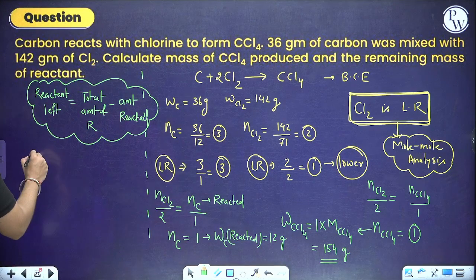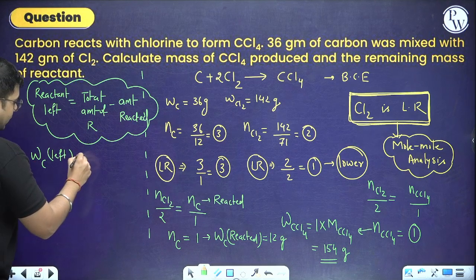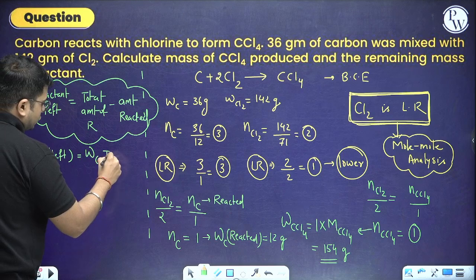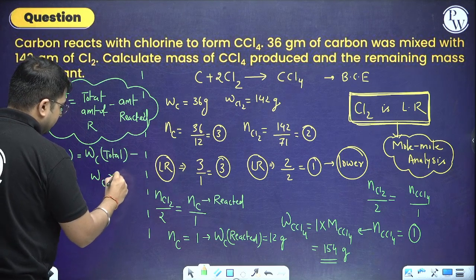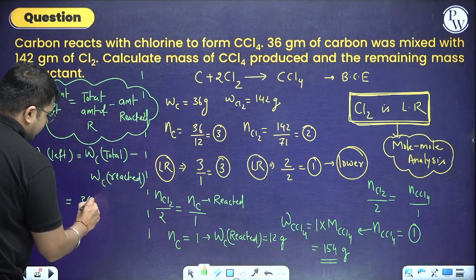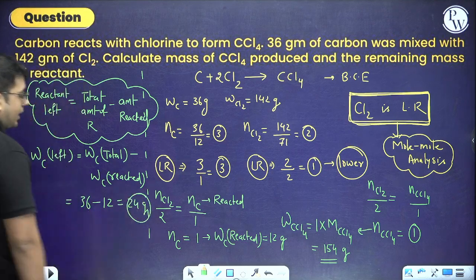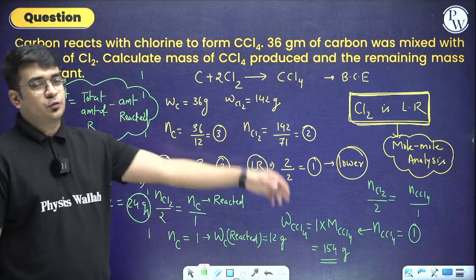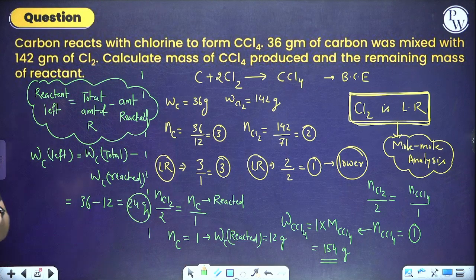Now you know that W of carbon left will be W of carbon which is total minus W of carbon which is reacted. So total was 36, reacted is 12, that is left is 24 grams. I hope this entire calculation part is clear. It will take some amount of time to understand the entire part and to solve the question by yourself. Okay.